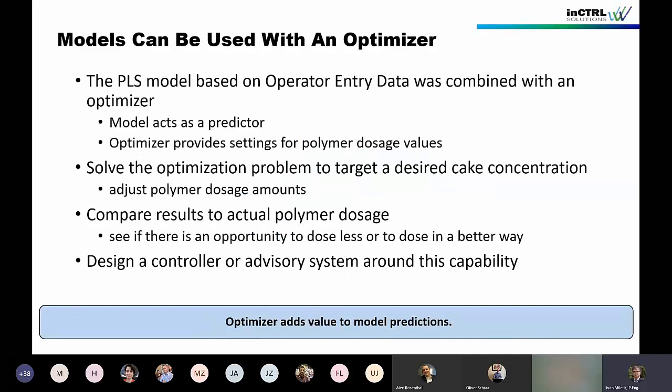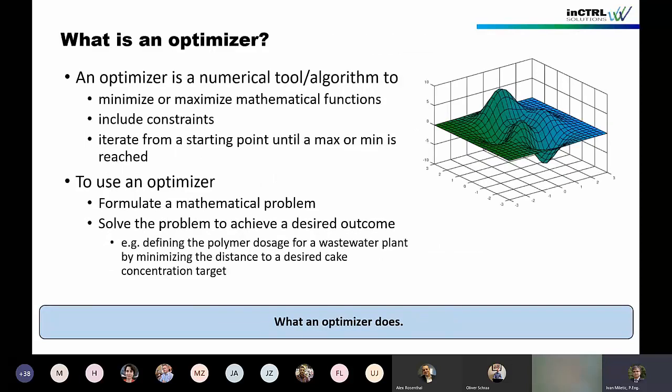So the way this works is that the optimizer is used basically to back solve the model to achieve a certain cake concentration. And the idea here is to compare the model prediction at each step that the optimizer takes in its minimization iterations to see how close the predicted cake concentration is to the target, and then to use that to generate plant settings to actually achieve those targets.